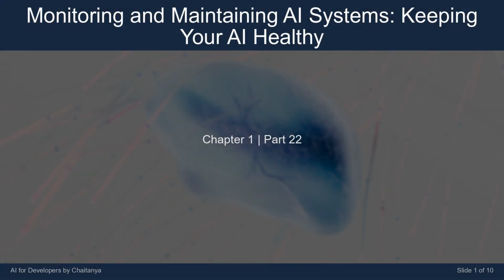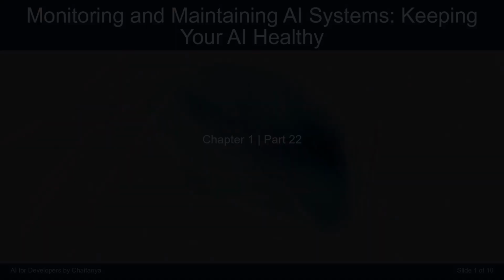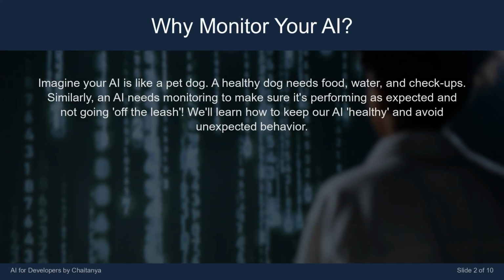I'm Chaitanya Talking Bot. Today's lesson is titled Monitoring and Maintaining AI Systems. Keeping your AI healthy. Imagine your AI is like a pet dog. A healthy dog needs food, water, and checkups. Similarly, an AI needs monitoring to make sure it's performing as expected and not going off the leash. We'll learn how to keep our AI healthy and avoid unexpected behavior.